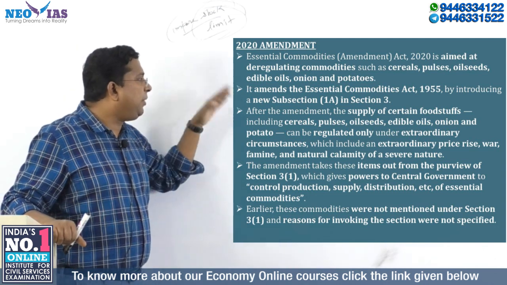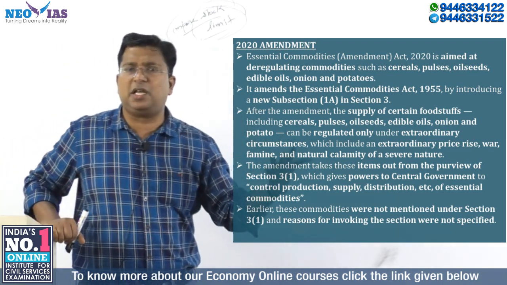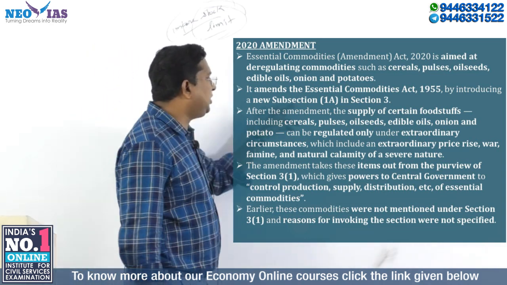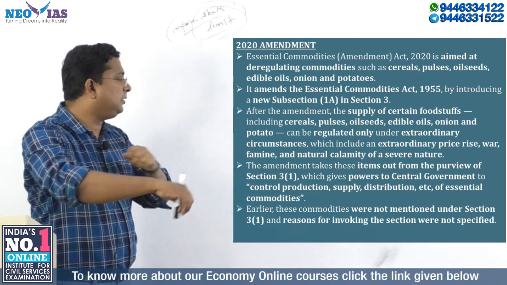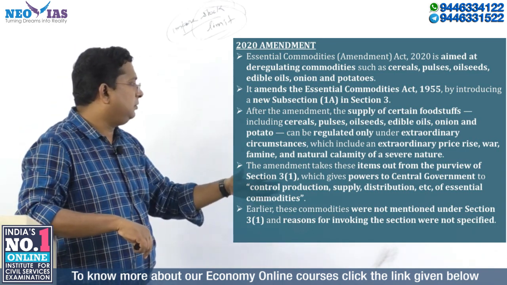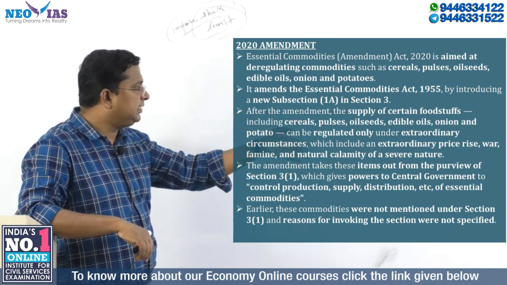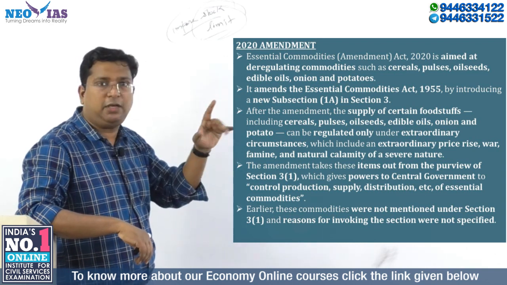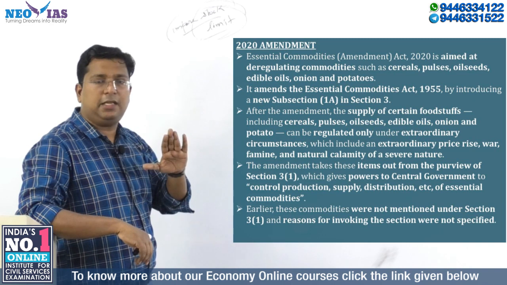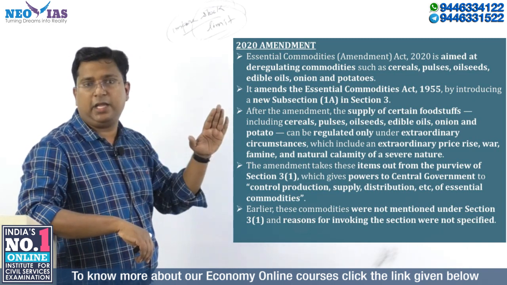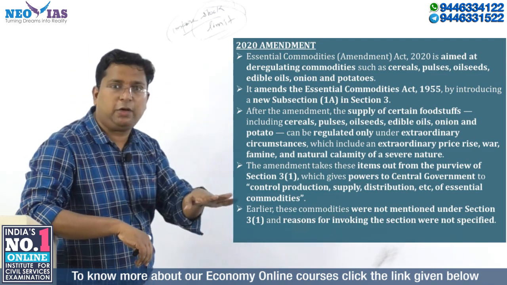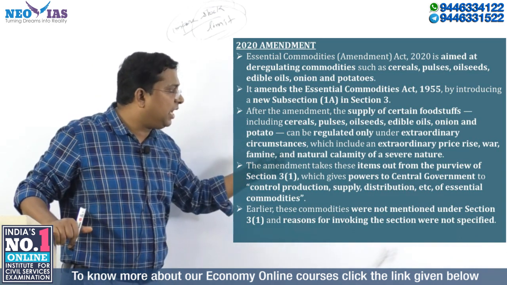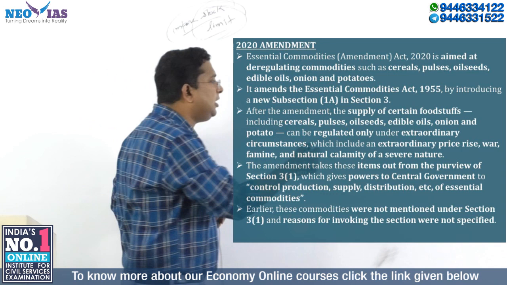Okay, they have done it by introducing a new subsection. From the mains point of view, these sections are not important, but just have an idea. They have introduced a new subsection 1A in section 3. After the amendment, it says that the supply of certain foodstuffs like cereals, pulses, oil seed, edible oil, onion and potato can be regulated only under certain conditions. They are not fully deregulated. Be very careful. Normally, under normal circumstances, they are deregulated. But under extraordinary circumstances, they will be regulated. So what are the circumstances in which these commodities can be regulated? The extraordinary circumstances are extraordinary price rise.